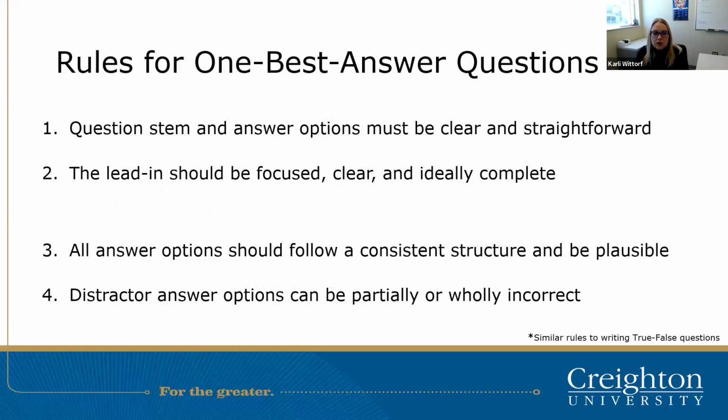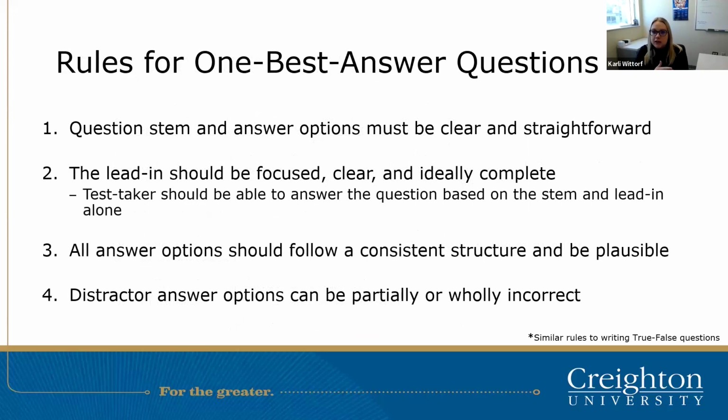Again, the lead-in question should be focused, clear, and ideally complete. The best case scenario is for the students to be able to just read the question themselves and answer it without even looking at the multiple choice options. So this is very much the cover-up-and-see approach, which is how ideally it should be when writing questions for students. The third rule is that all answer options should follow a consistent structure and be plausible.